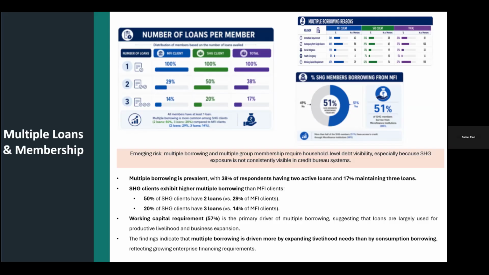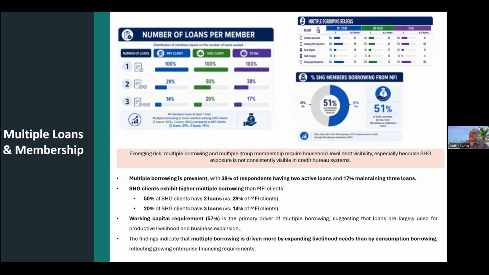Then you are telling 29% of the MFI clients are also having two loans. No, 50% of SHG clients have two loans, including one SHG loan and one MFI loan. So you have to write that one. Here, 29% of the MFI clients. What does it mean? Does it mean 29% of the MFI clients have two loans, including one from SHG, or how?